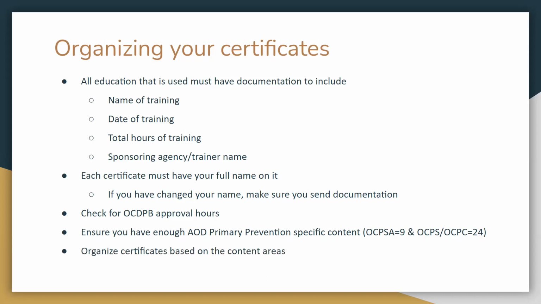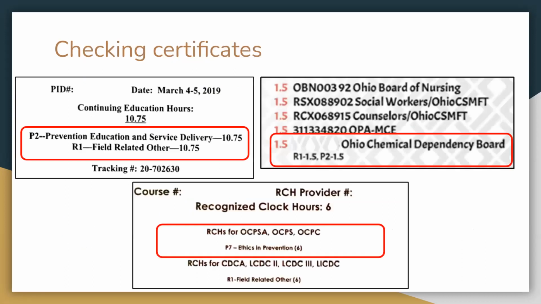Then you're going to just organize them. You saw all those 8 different content areas. You're going to organize them into the content areas. So when you're looking at your certificates, you're going to see some words and numbers and all this at the bottom. Sometimes it's at the top, but it's usually near the bottom.